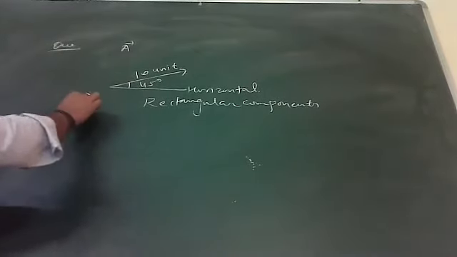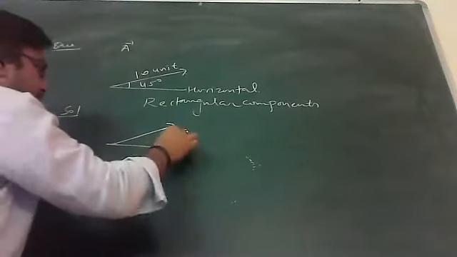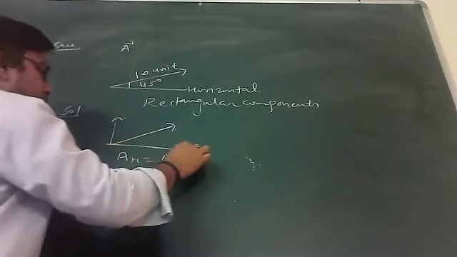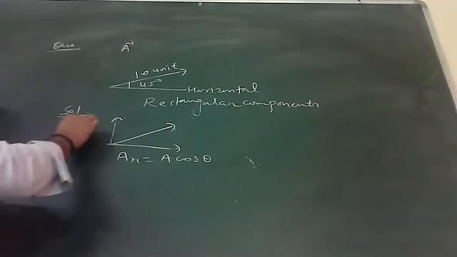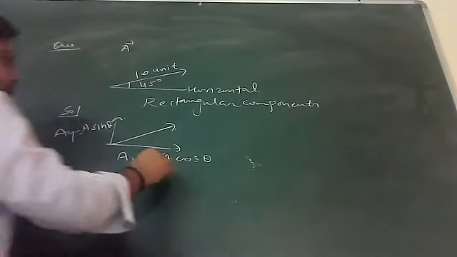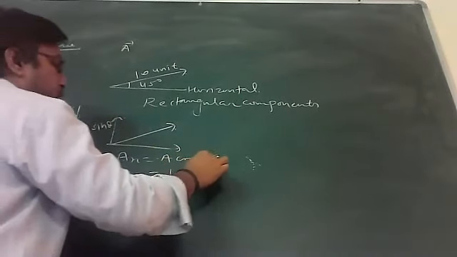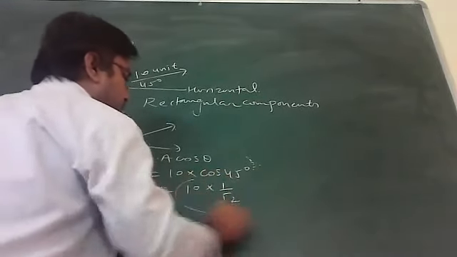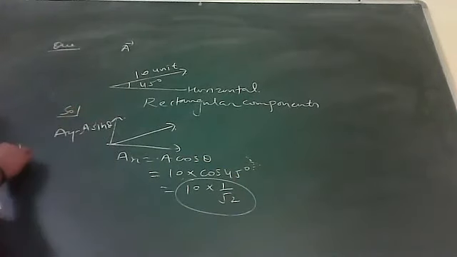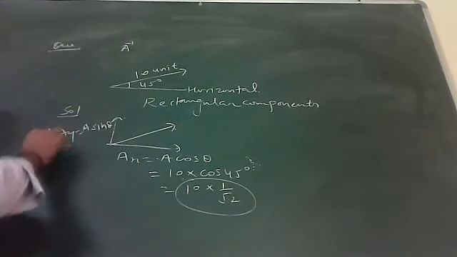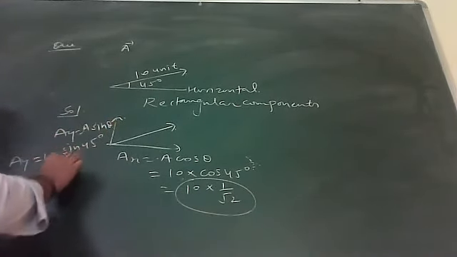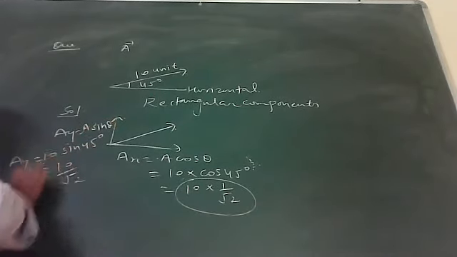So how will you do it? This is a vector. If you split it into rectangular components, one component is ax, one component is ay. Ax will be a cos theta, and ay will be a sin theta. To find the values, ax is 10 cos 45. The value of cos 45 is 1 by root 2, so this is 10 by root 2. Ay is also the same: a sin theta, that is 10 sin 45, which is 10 by root 2. That is your y component.